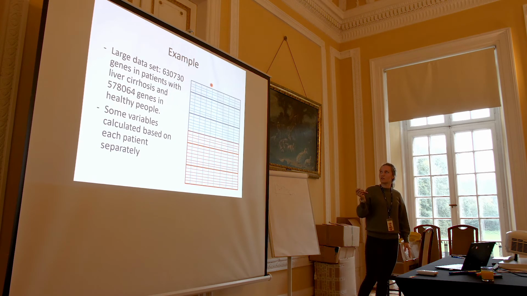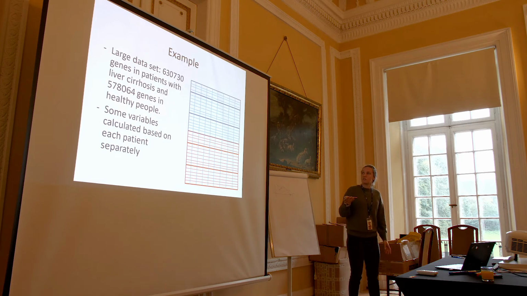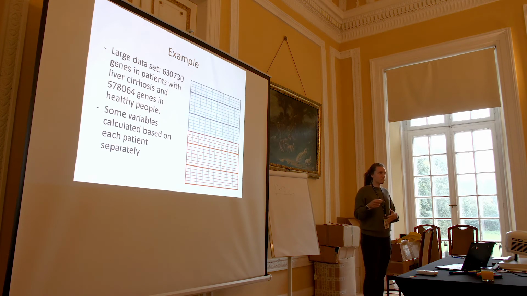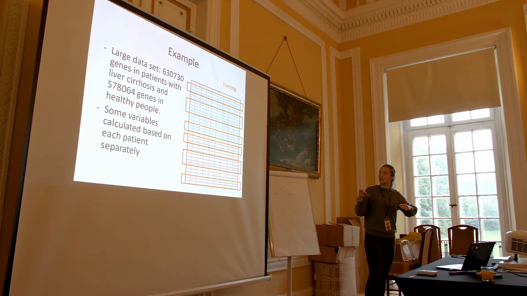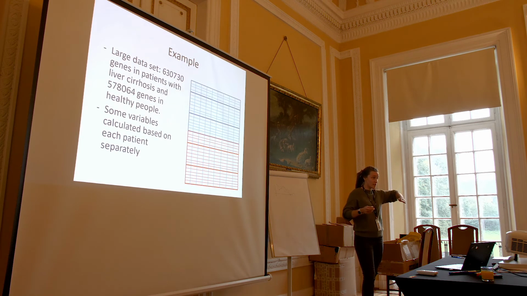These are genes, and this whole block is one person, and all of those are its genes. This block is another person, and all of those are its genes, and so on for other people. All of the blue ones are patients, the red ones are healthy, or vice versa, whatever. So basically, since genes were observations, I calculated some of the variables based on the entire patient. This means that, for example, I calculated enrichment, M and A, and some other statistic, and different levels of enrichment. But if you don't know what this is, you can just imagine that I did a ranking of genes within each patient and used this as a variable.